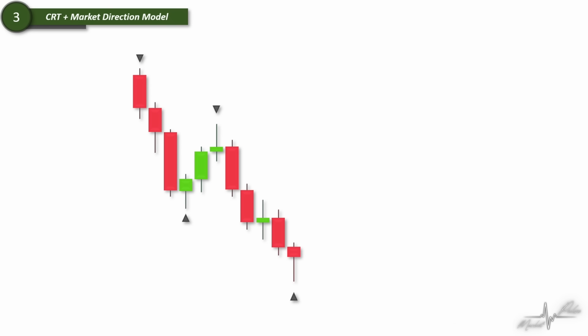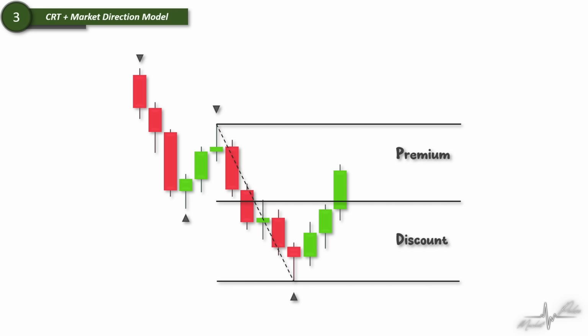In this case, the market is in a downtrend. We don't want to jump in right away. Instead, we wait for a correction to pull price back up into a premium zone, which gives us a better entry and increases the chance of a successful trade.